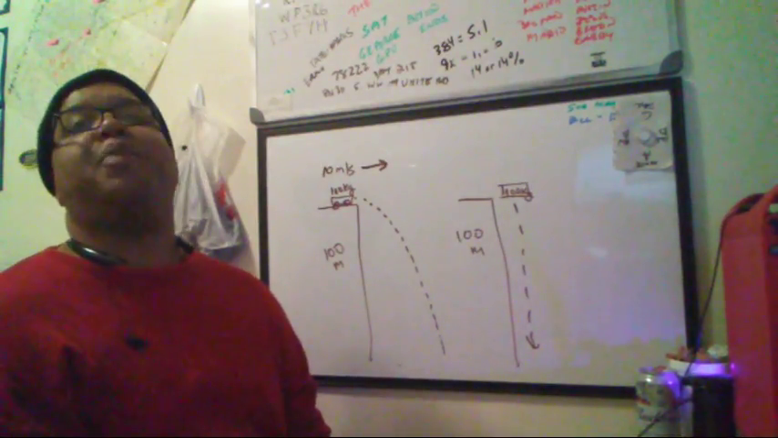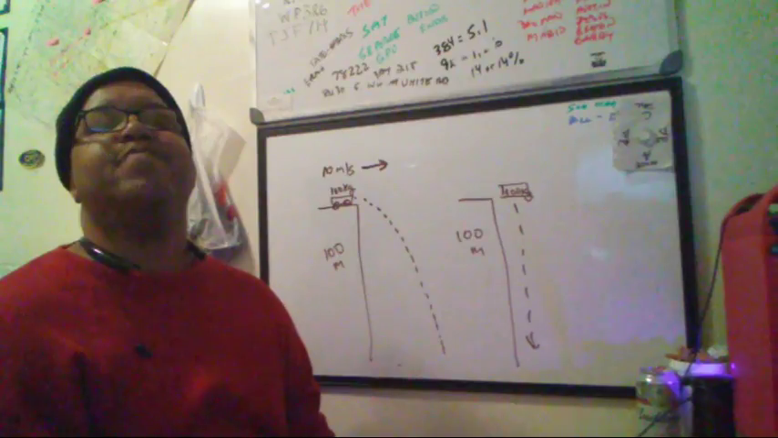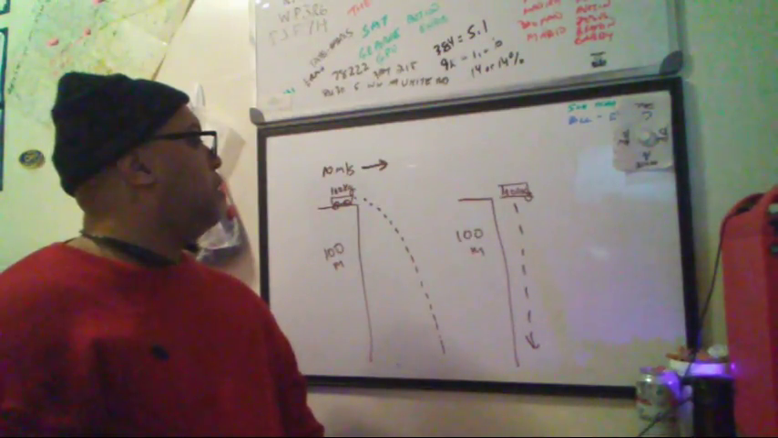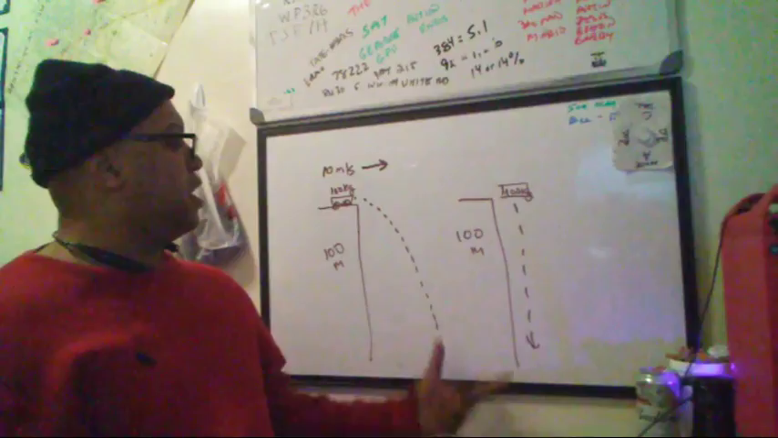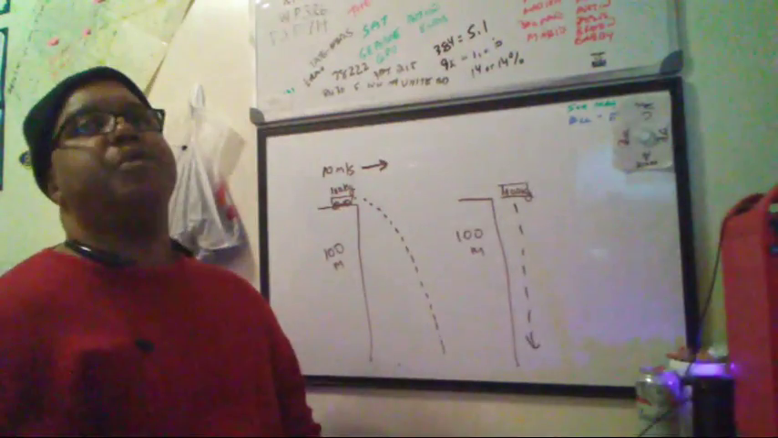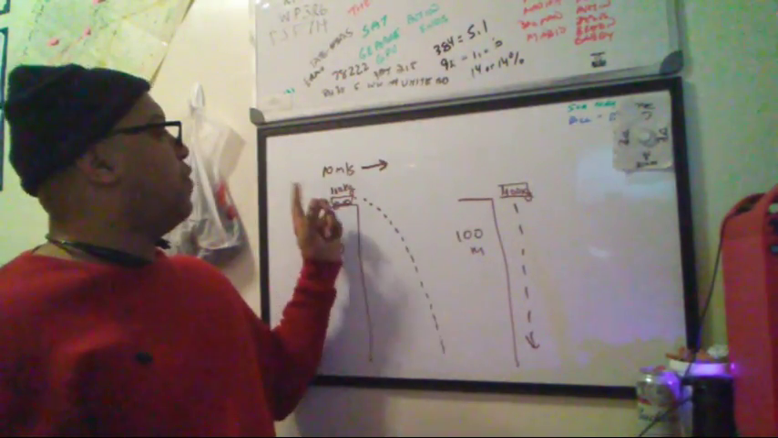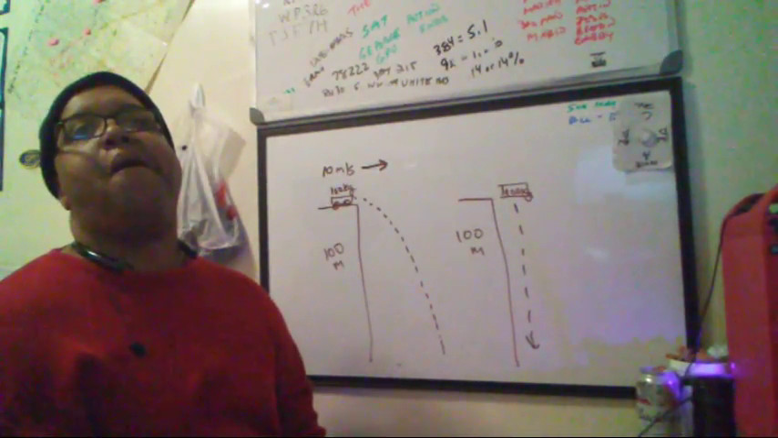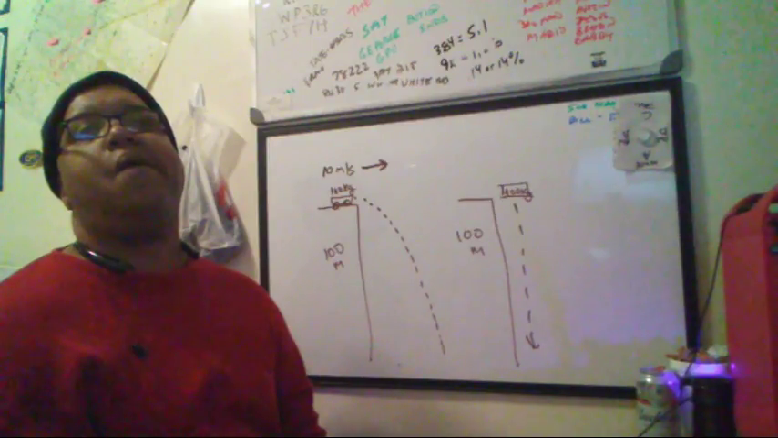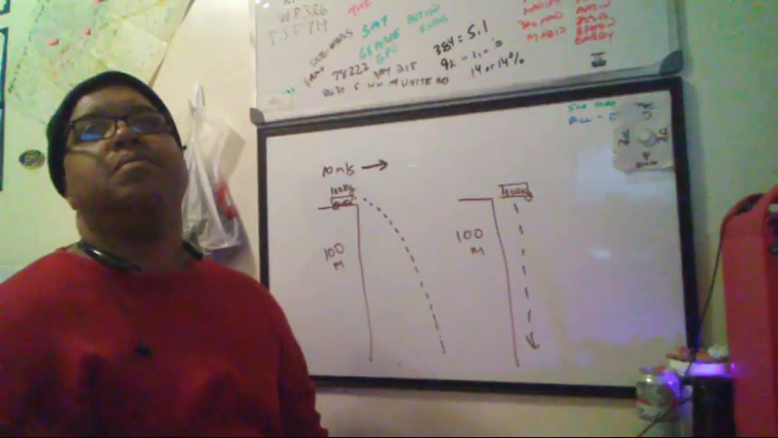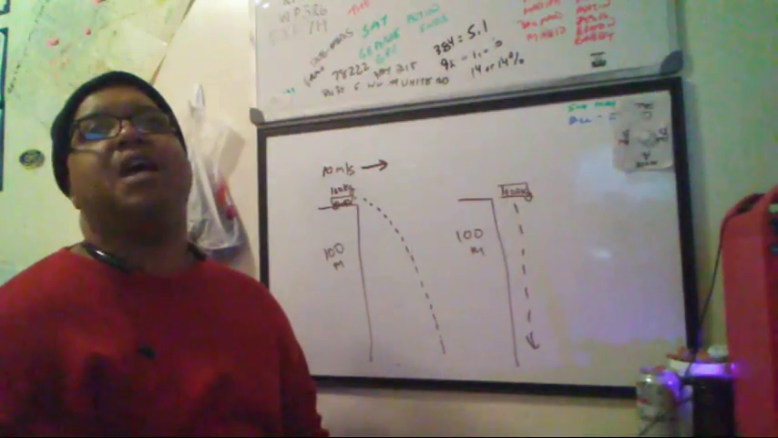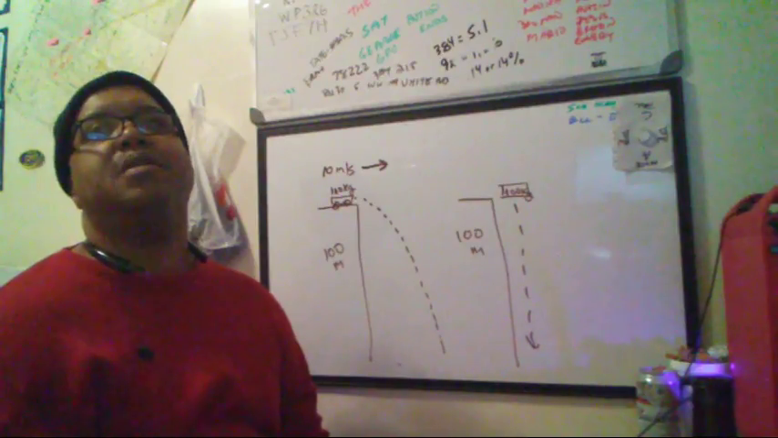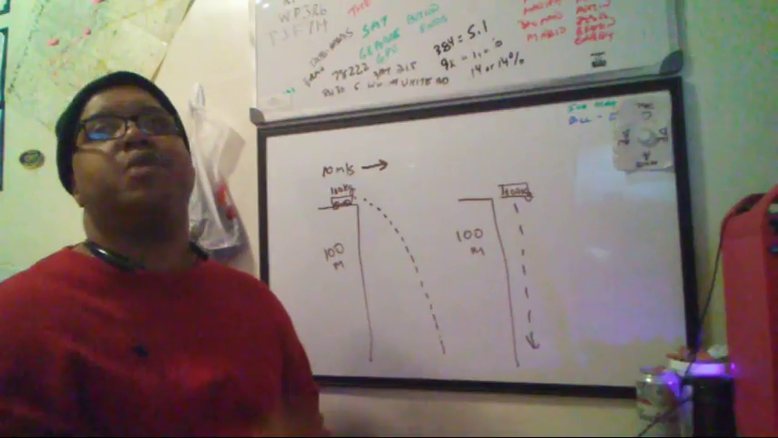So, crowd participation time, folks. Which object is going to hit the surface first? They're both 100 meters high. This one is actually being pushed off horizontally at 10 meters per second. Alonzo says the same time. Come on, guys, don't be shy. We can't just have one brave soul in the room, can we?